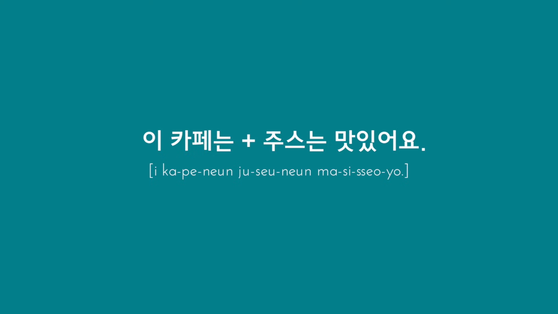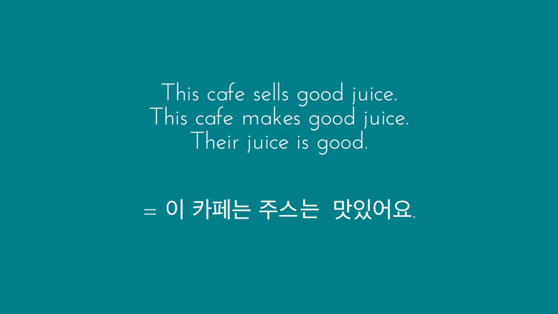Now, if you say this, it has one potential problem. So that problem is that you might sound as if you were saying, as for this coffee shop, the juice is good, but everything else they sell is bad, or the juice is good, but their service is bad, etc., etc. You might sound as if you were trying to show some contrasting information there. Do you get it? So if you just want to say, this cafe sells some good juice, you need to say, 이 카페는 주스가 맛있어요.